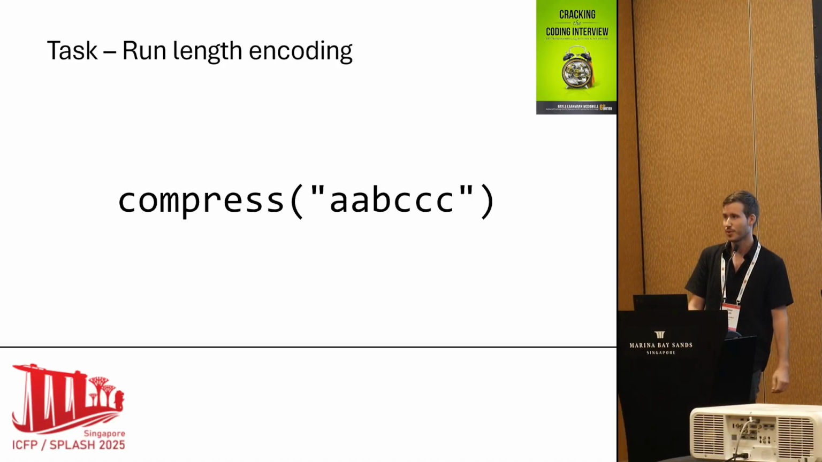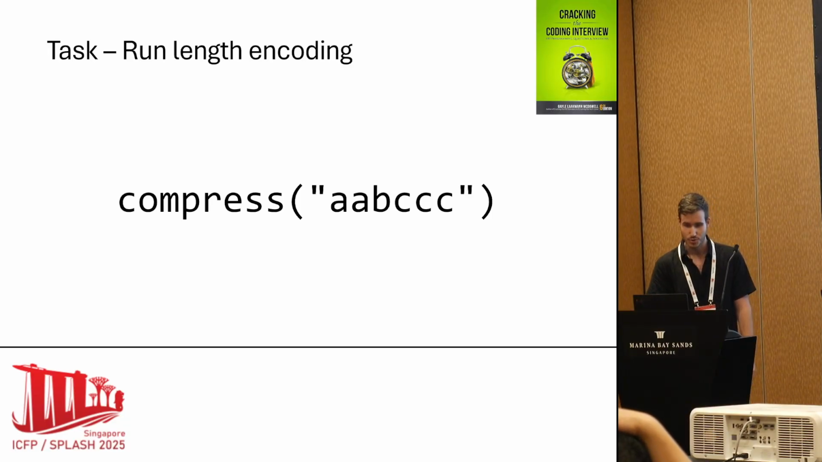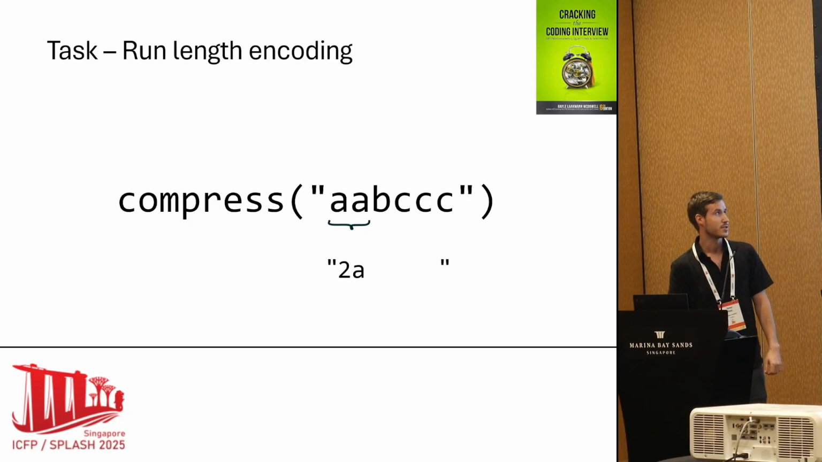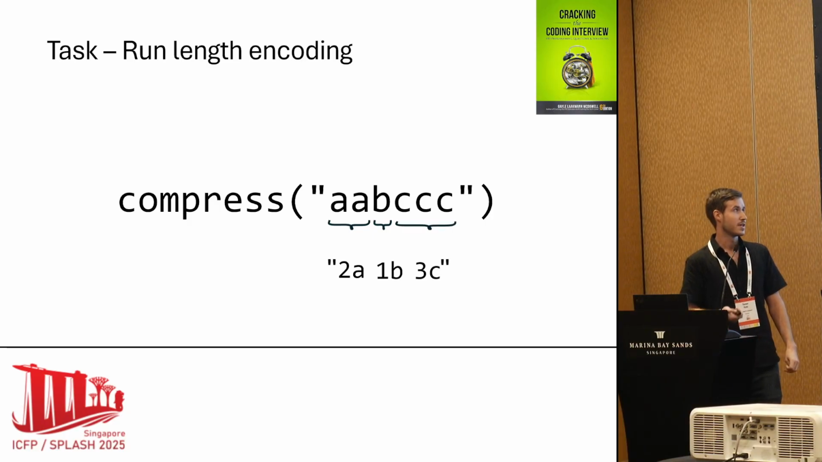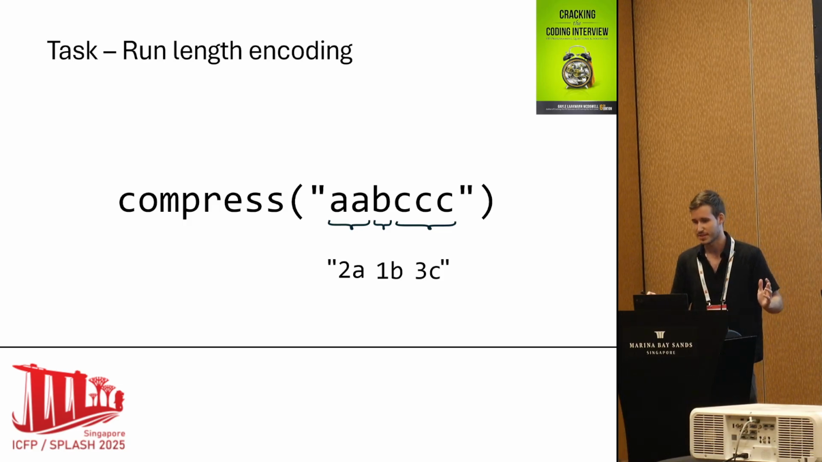And as its name implies, the task is to implement a string compress function, and the compression should work like this. So imagine we have this input. We would like to replace the sequence of A's with 2A, B would be replaced with 1B, and the sequence of C's should be compressed into 3C. So this is the basic task.